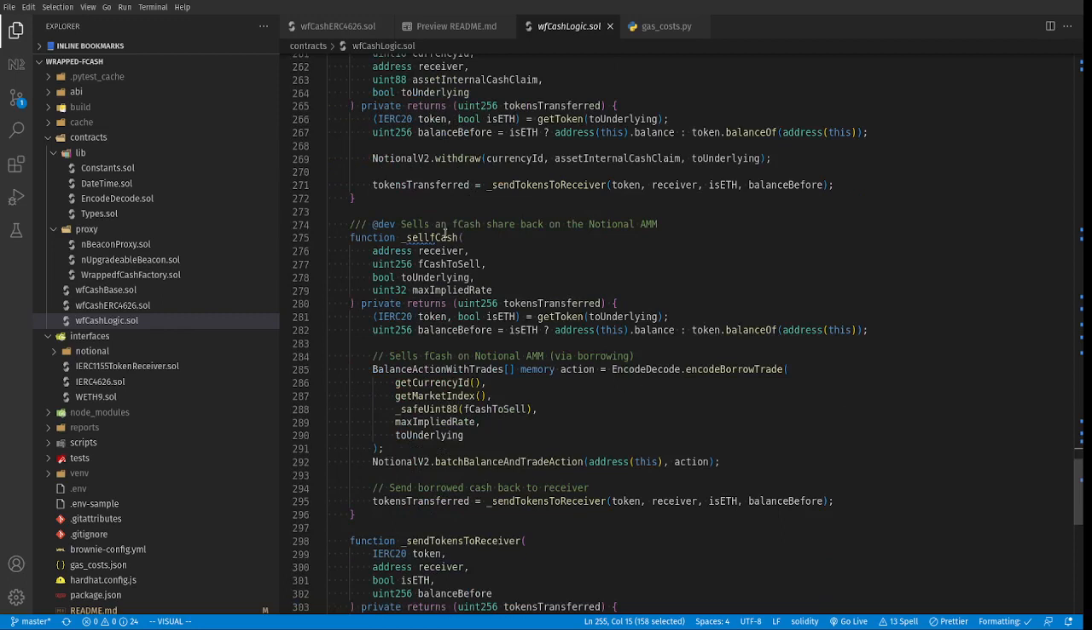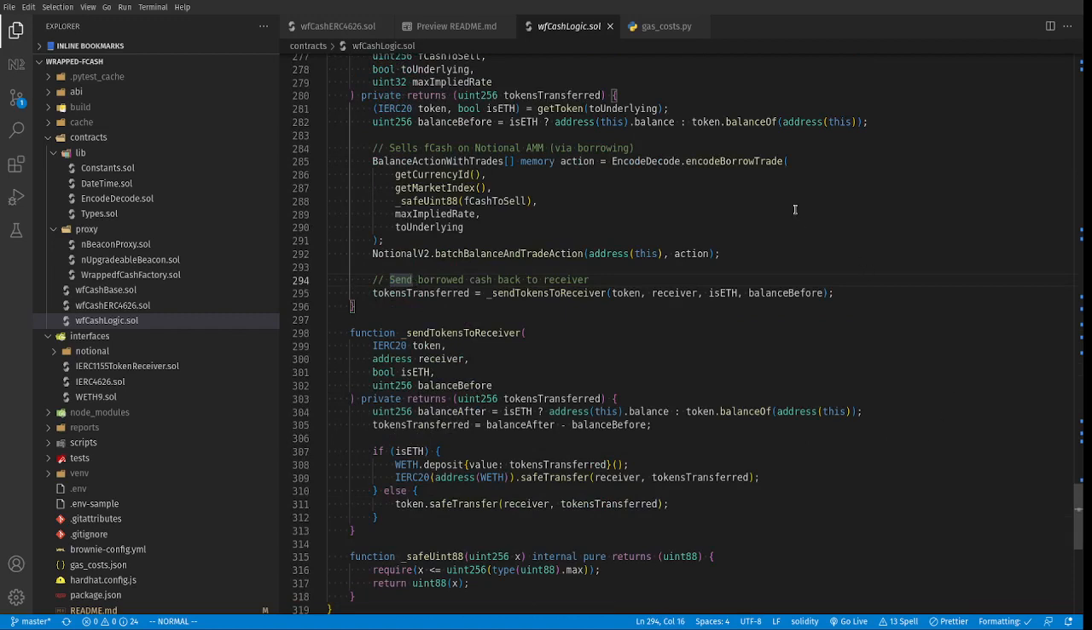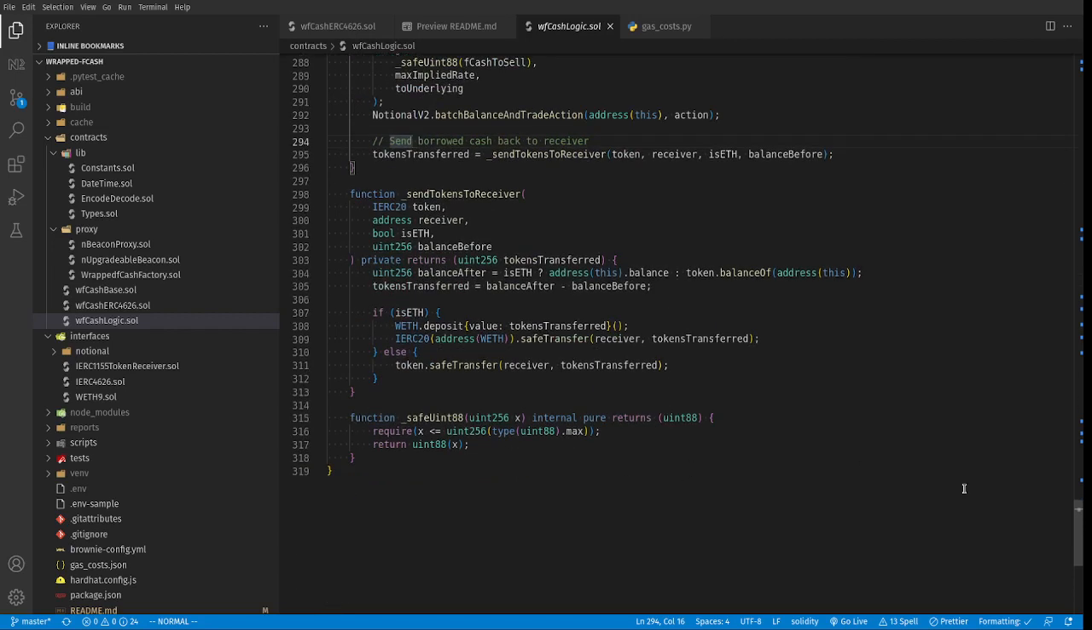So here we're going to sell that fCash. This encodes the action, the borrow trade action that we're going to do. And then we're going to call Notional with that, and then send the tokens back to the receiver. So that covers the two primary actions here, minting and redeeming. Note that fCash is denominated in uint88 precision, so this guards against any overflow.